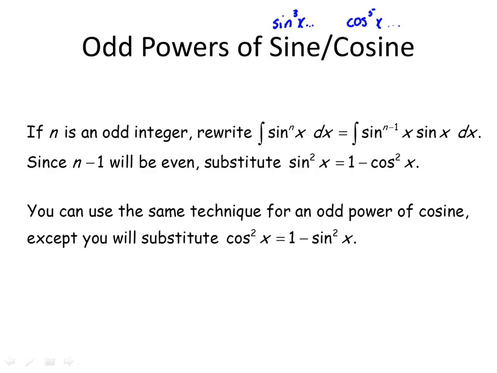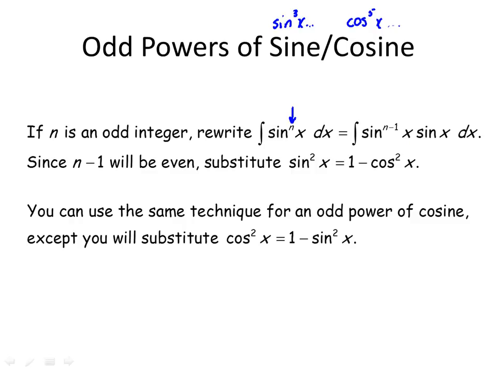Okay? If either of your exponents on sine or cosine is odd, you're going to use this technique. And I will tell you, if there is an odd power in your problem on sine and cosine, use this technique. Because when we get into the evens, you're not going to like it at all. So if you can use the odd, by all means, use the odd. Okay, so if n is an odd integer, and we are talking about this power here, this is what you're going to do.